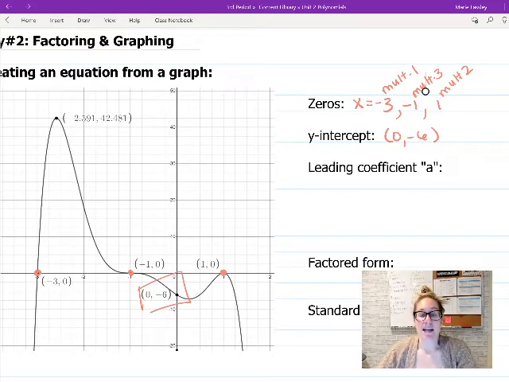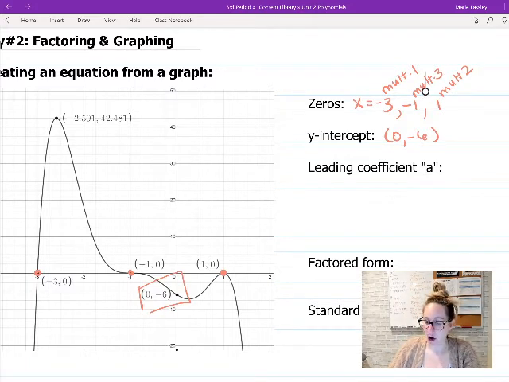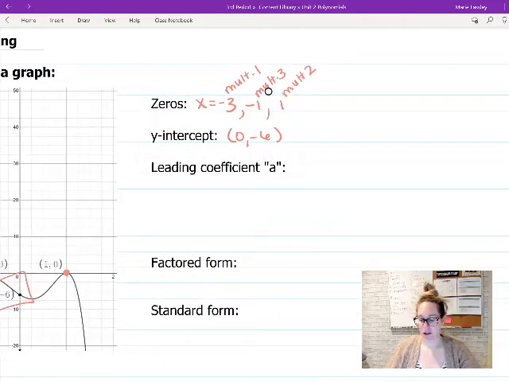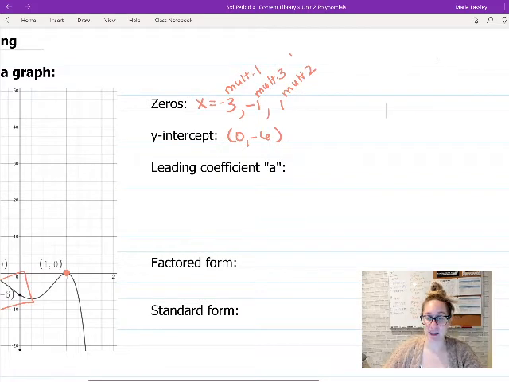Now, we can kind of get this into factored form, kind of. We almost have enough information to put it fully into factored form. We can at least get the factors themselves. Just in case you might have forgotten how to go from a zero to a factor, all you have to do is take each piece.